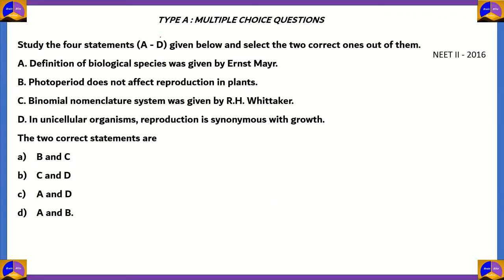Now, let's look at this question. This is also asked in 2016. Study the four statements, A, B, C, and D, and select the two correct ones out of them. The definition of a biological species was given by Ernst Mayr. This statement is true. Now, statement B says that photoperiod does not affect reproduction in plants.